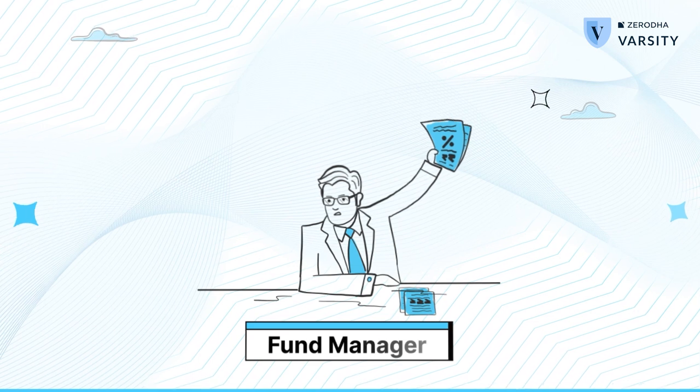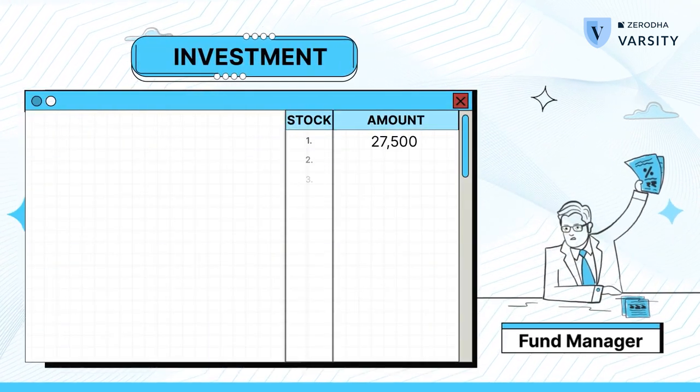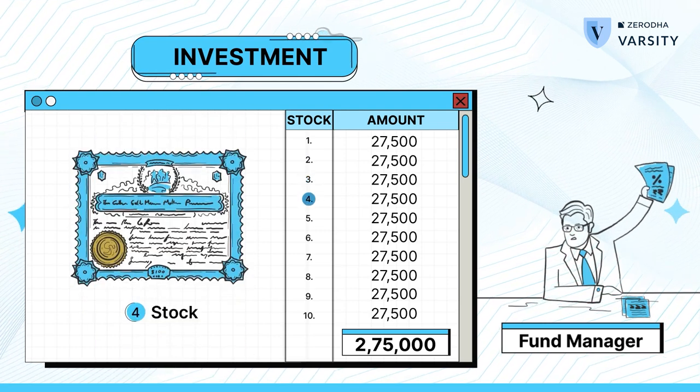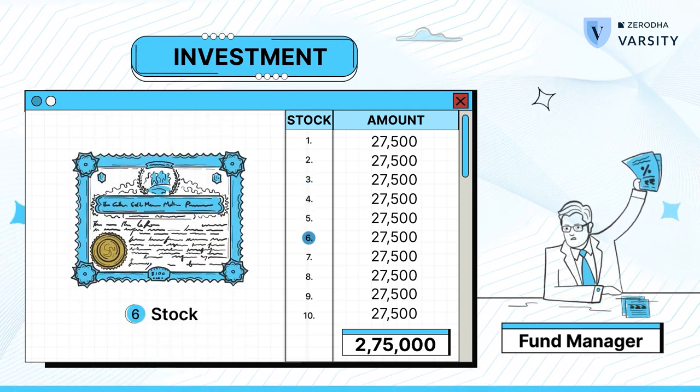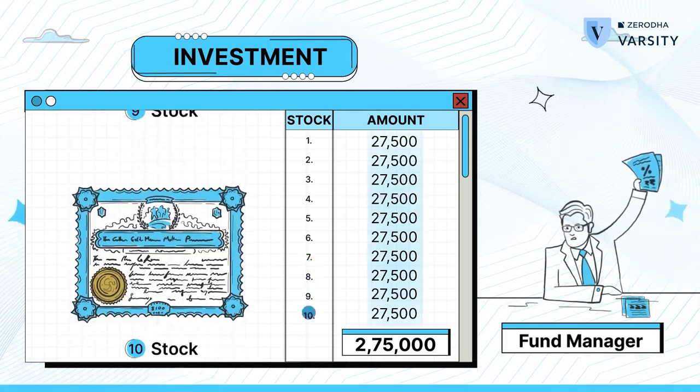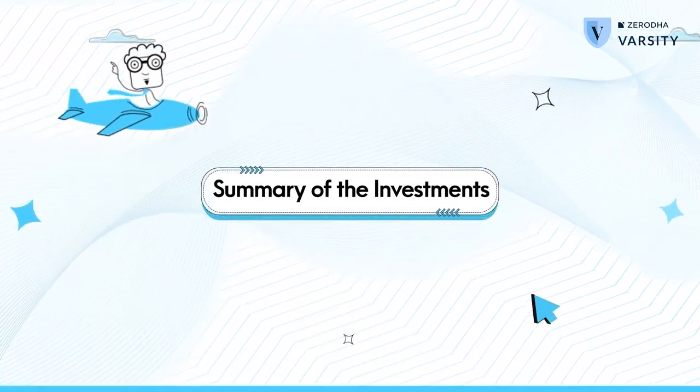Assume that the fund manager decides to invest in 10 stocks in equal proportion. Basically, the investment in each stock is 27,500. While each stock trades at a different price, the amount invested will remain the same. Here is how the table looks.